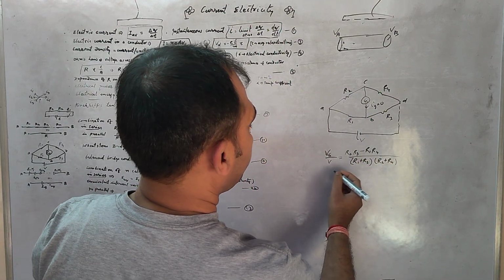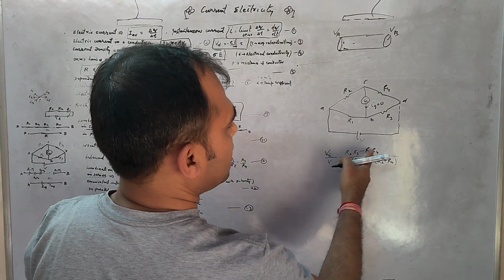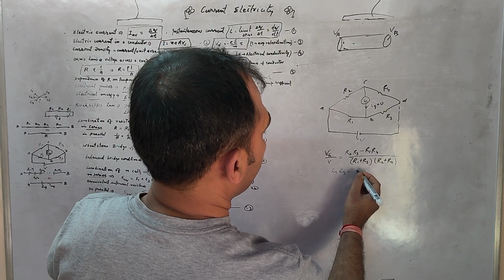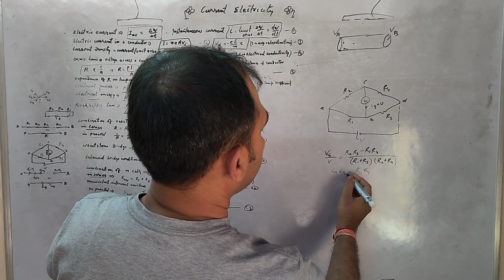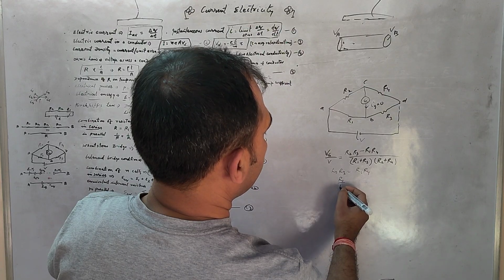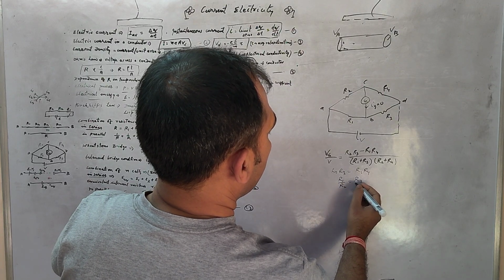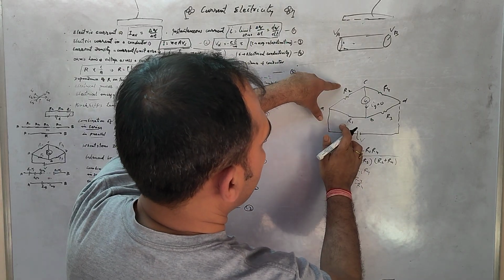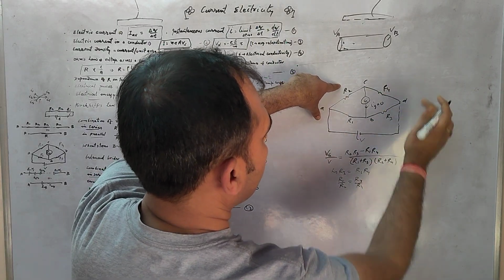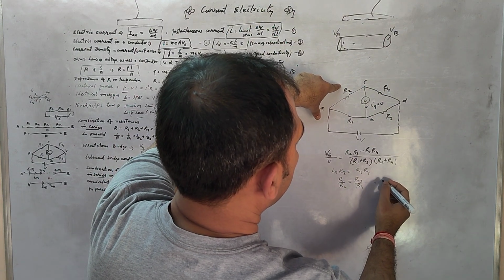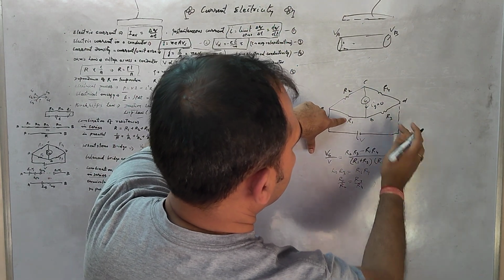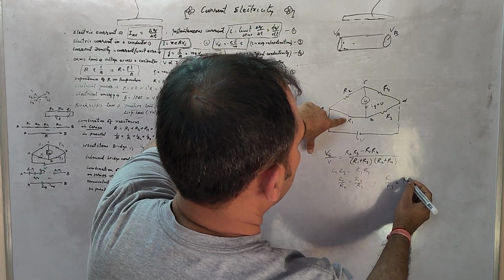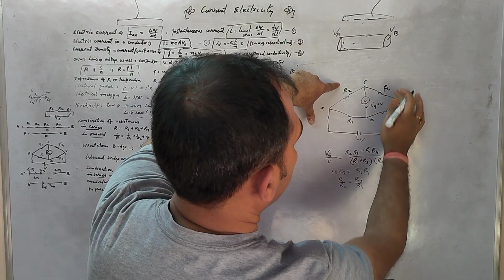So from here, if this is 0, then this is also 0. So R2 R3 will be equal to R1 R4, or we can say R1 by R2 is equal to R3 by R4. R1 by R2 will be equal to R3 by R4. Similarly, we can also say R1 by R3 will be equal to R2 by R4.